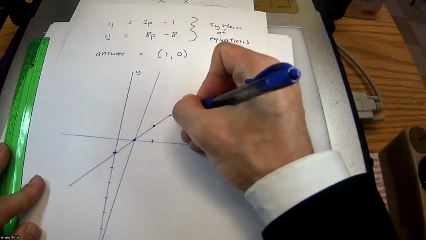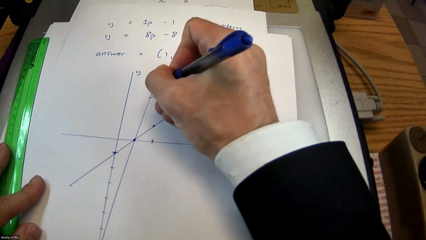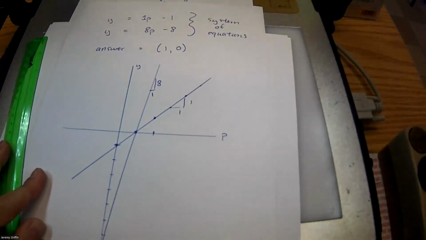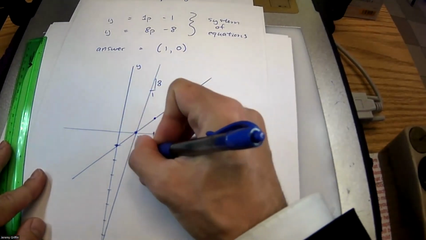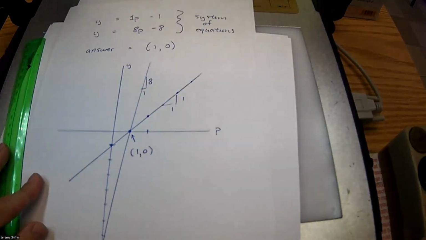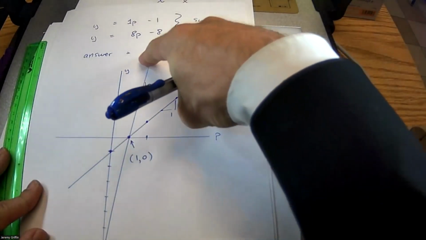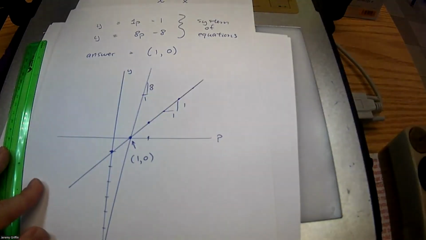Whereas this has a rise over run of 1 to 1, this is like an 8 to 1 slope. And look where those two lines cross. You guys see this point right here? It's the coordinate 1, 0. Oh, that was also the answer, right? p is equal to 1 and y is equal to 0. That's good.